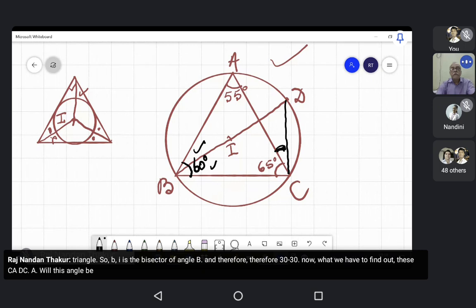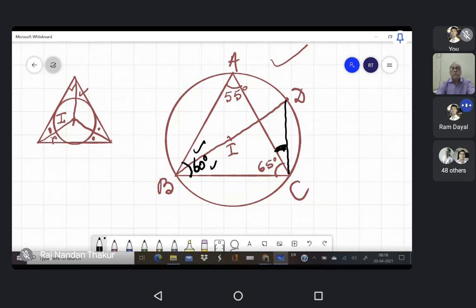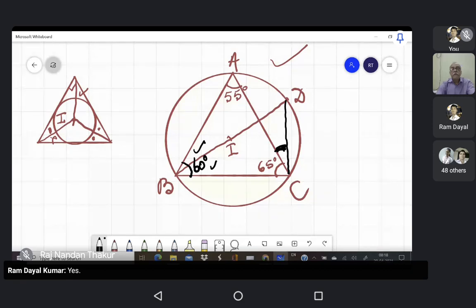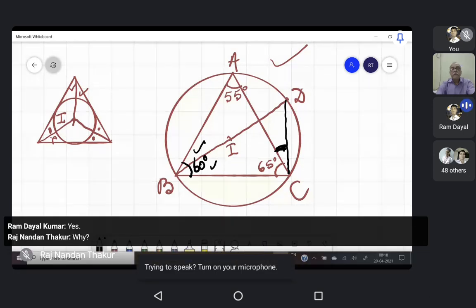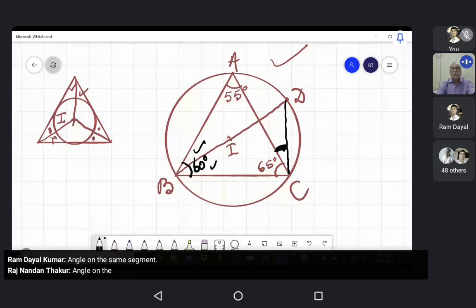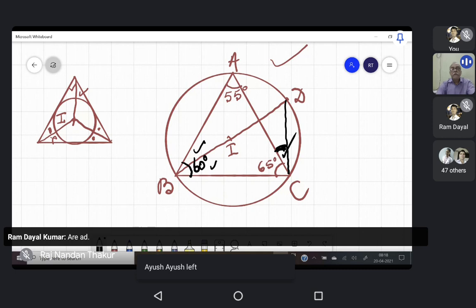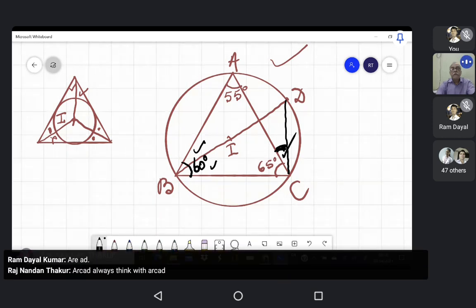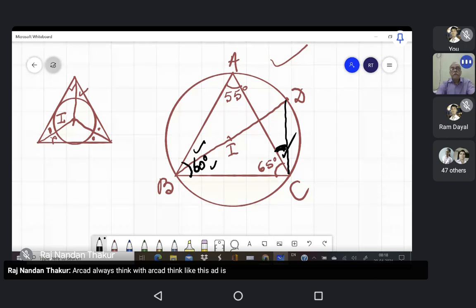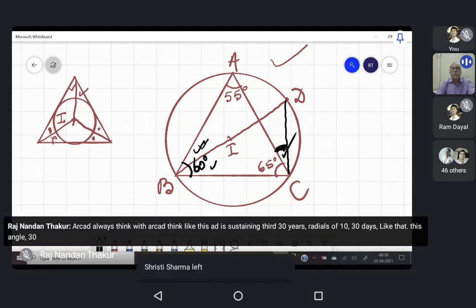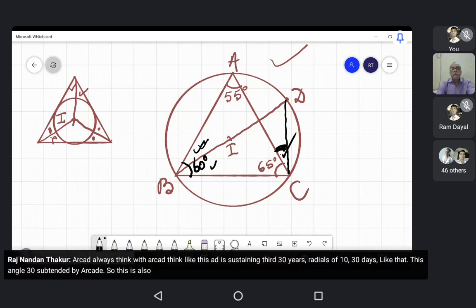Will this angle be 30 degrees? Yes, sir. Why? Angle on the same segment, correct? Which arc is subtending this angle? Arc AD. Always think with arc AD. Think like this: AD is subtending 30 here, so AD will subtend 30 there. This angle 30 is subtended by arc AD, so this is also 30.